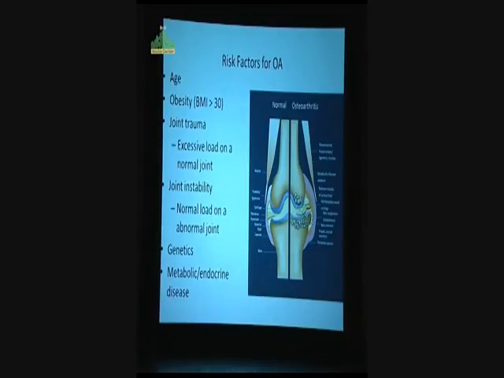Many of the speakers in this conference have been talking about genetics. There are a number of genes that are identified using GWAS approaches. A number of genes are potentially linked to the development of osteoarthritis, but there are potentially metabolic and endocrine contributing factors as well, and there's a link with diabetes also.